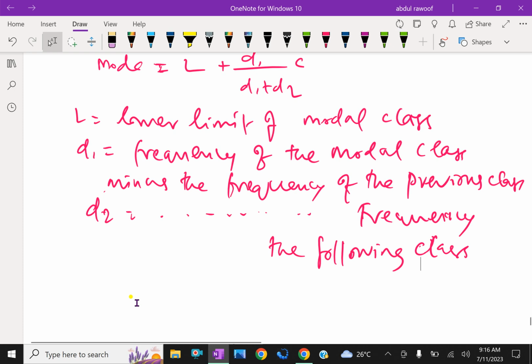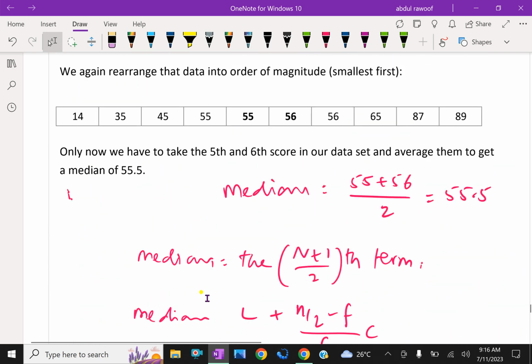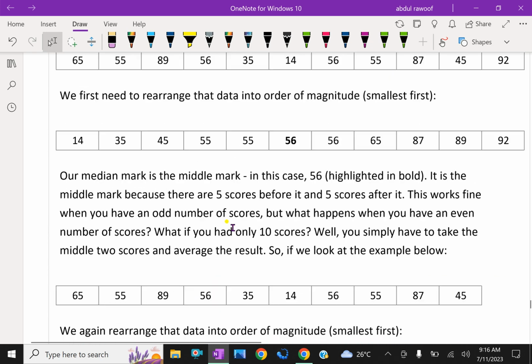Among all, the mean is the most commonly used measure of central tendency. So far we have done measures of central tendency: mean, median, and mode.